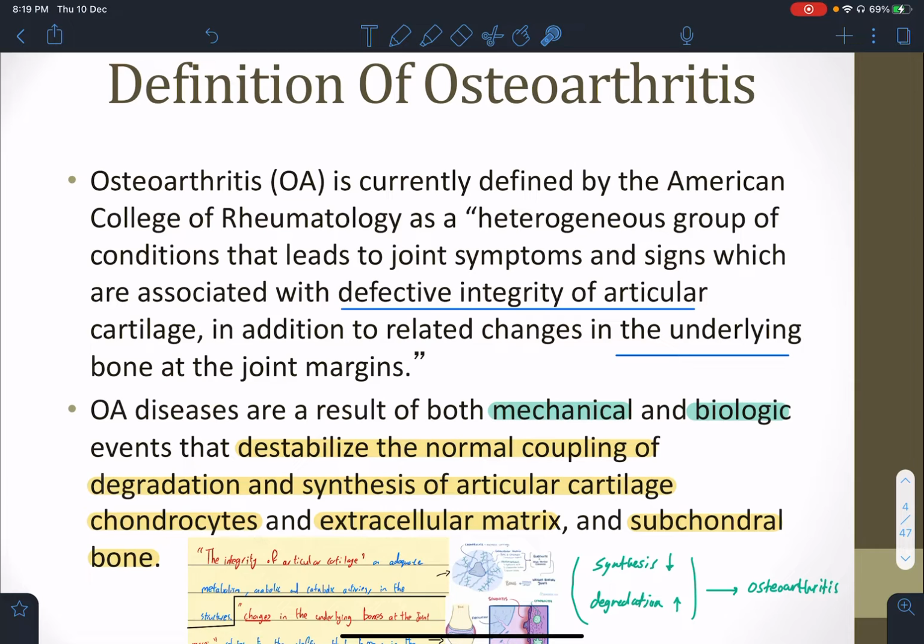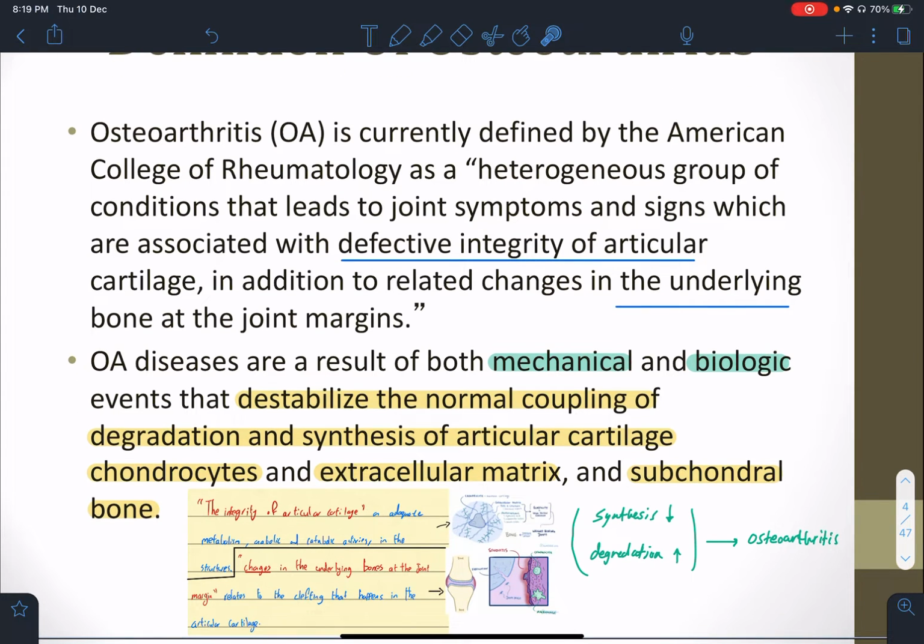Another definition: osteoarthritis diseases are a result of both mechanical and biological events that destabilize the normal coupling of degradation and synthesis of articular cartilage chondrocyte, extracellular matrix, and subchondral bone. زي ما شرحت إنه يكون في disruption في metabolic activity، المفروض الأنابوليك والكاتابوليك يكونوا متساويين balance. بس هنا بيكون زي ما هو كاتب ال definition. Literally the definition summarizes what I've said and what I've explained in pathophysiology.